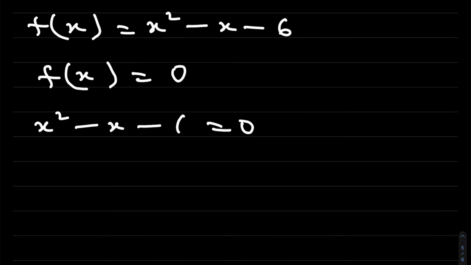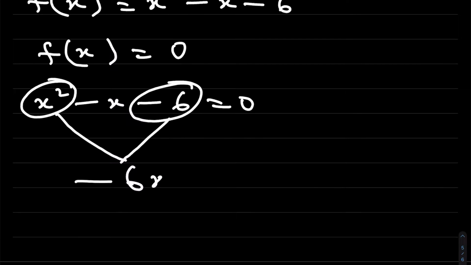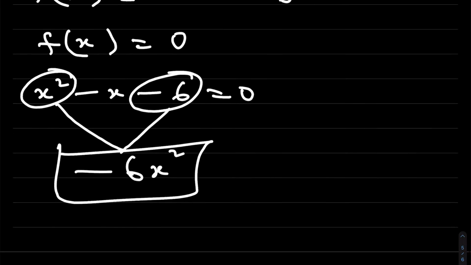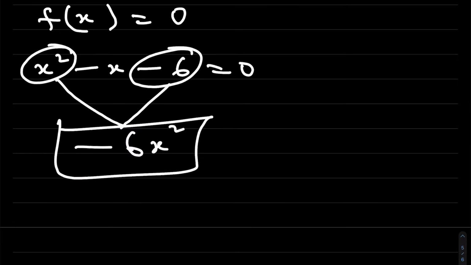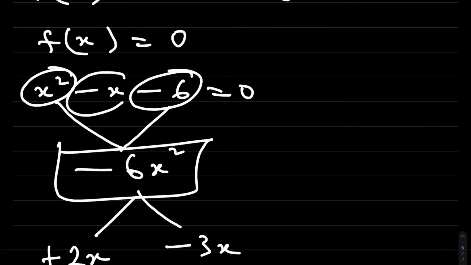Now we can solve this equation by the factorization method. And how do we do that? Multiply x squared by minus 6. That gives us minus 6x squared. Now we think of two factors such that when we multiply, we get minus 6x squared, and when we add, we get minus x. Those factors are plus 2x and minus 3x. So instead of writing minus x here, we write 2x minus 3x.